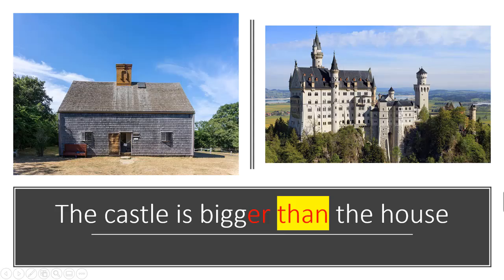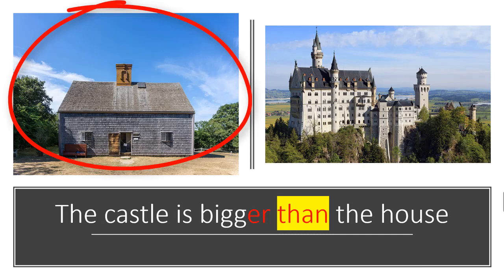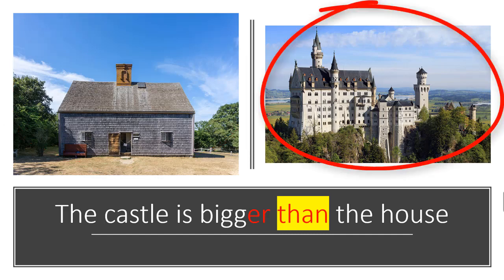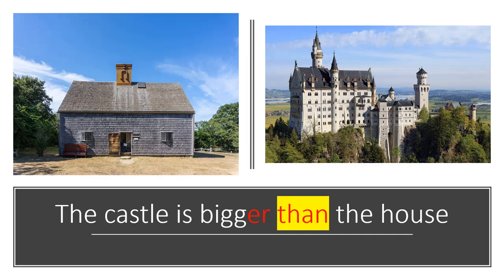Look, we have a picture of a house and another one of a castle. We can compare them using the adjective big. Which one's bigger, the house or the castle? And the sentence says, the castle is bigger than the house. Very easy, you know that, right? Big, comparative, bigger than the house.